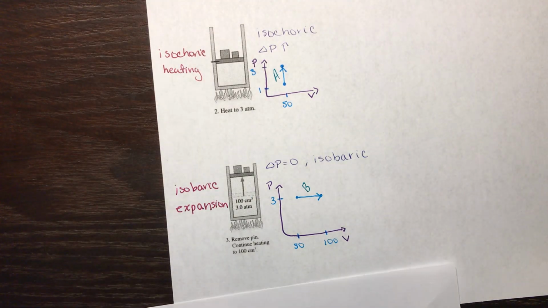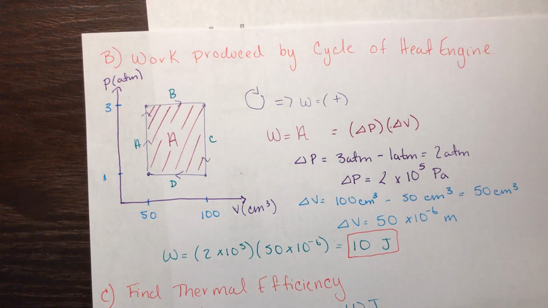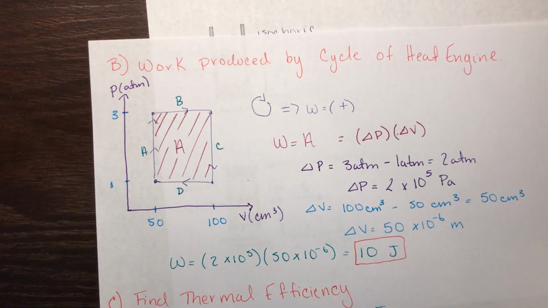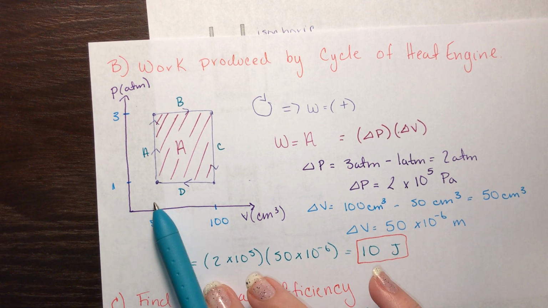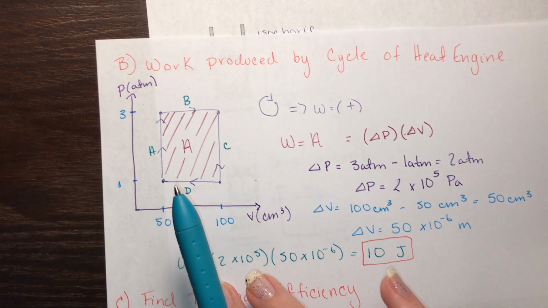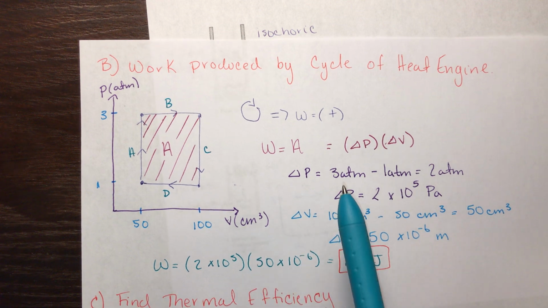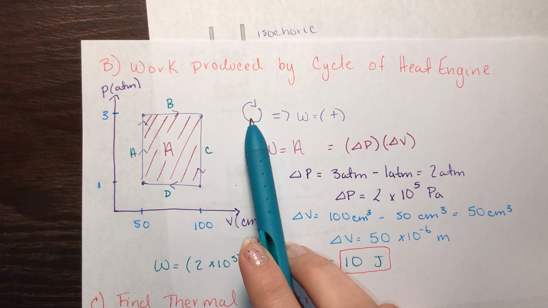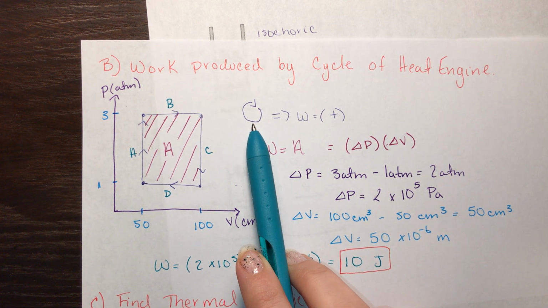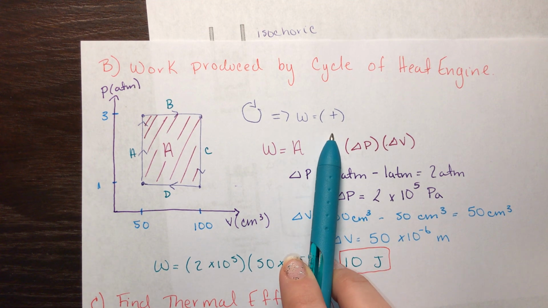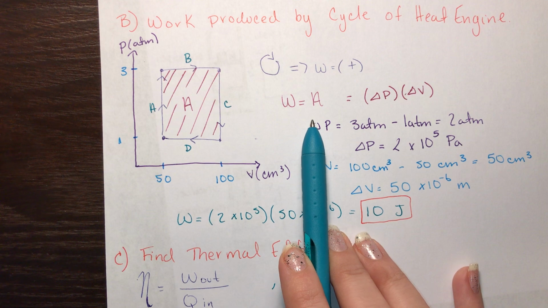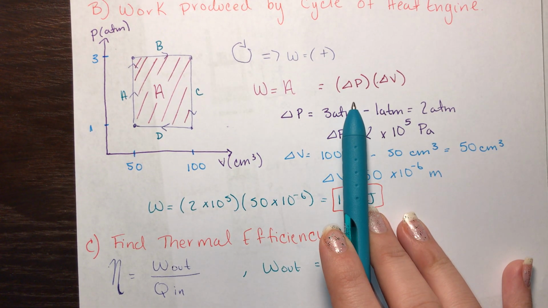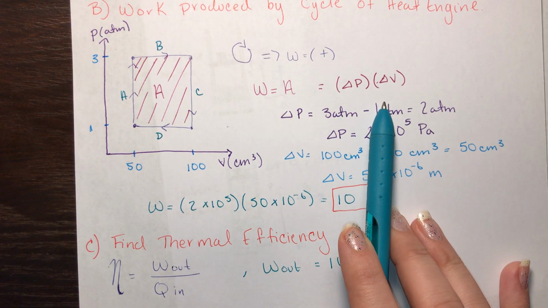Now for part B, we want to find the work. To find work, it's simply the area enclosed by our four curves. And since this process is clockwise, since it's a heat engine, our work is going to be positive. And like I said, the work is just simply our area, so we want to find the change in pressure times the change in volume.